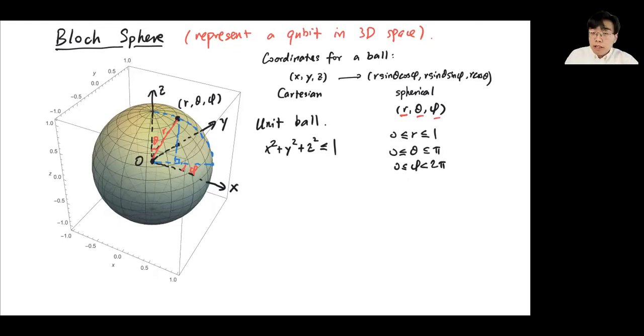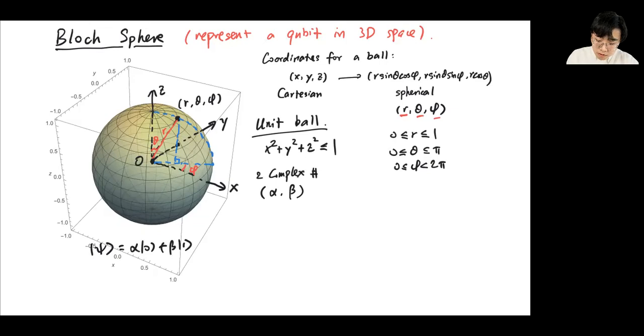Now, why do we care about the spherical coordinates of a unit ball? Well, this is because we can in fact rewrite a quantum state in those parameters. In other words, if we have a quantum state alpha 0 plus beta 1 that uses two complex numbers, we can rewrite it into these parameters. Okay, let's see how we can do that.